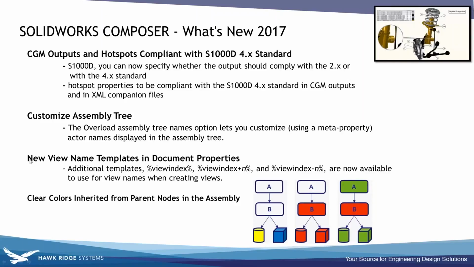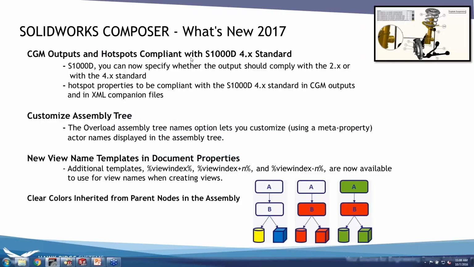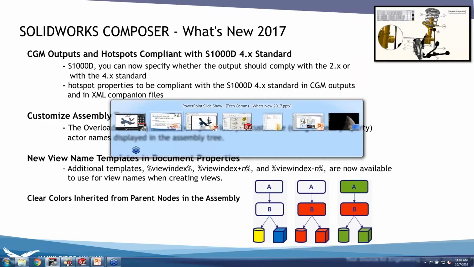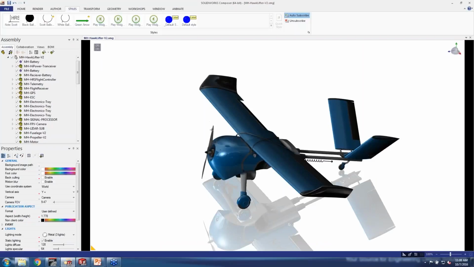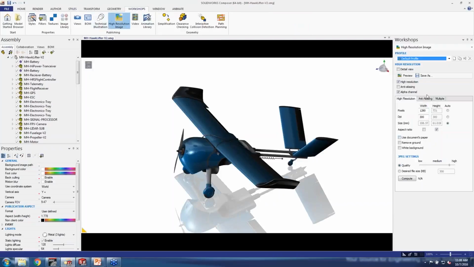Okay, so next one on the list is new view name templates and document properties. And this one, again, is another one that's a little bit harder to explain. It's easier just to show, but what it is, let me pop up Composer again real quick, and I will show what I'm talking about here before I explain it.